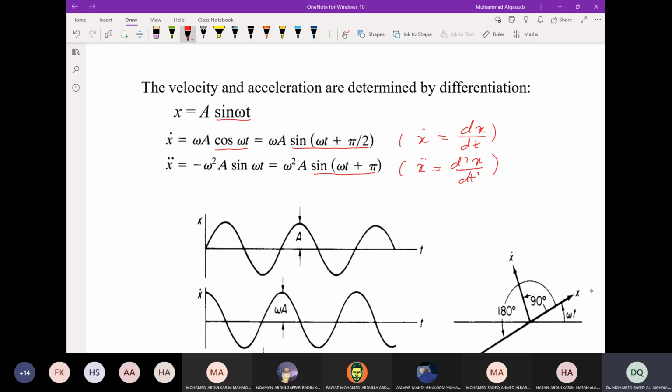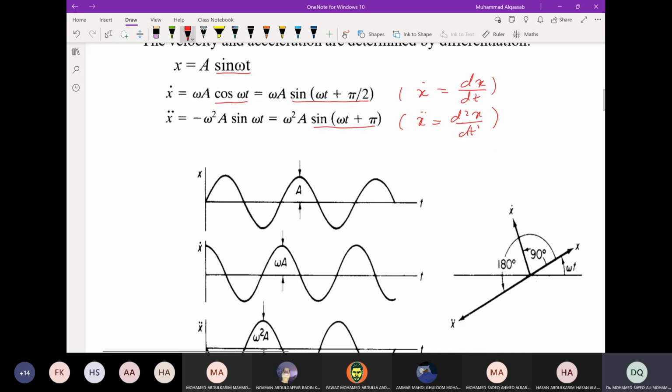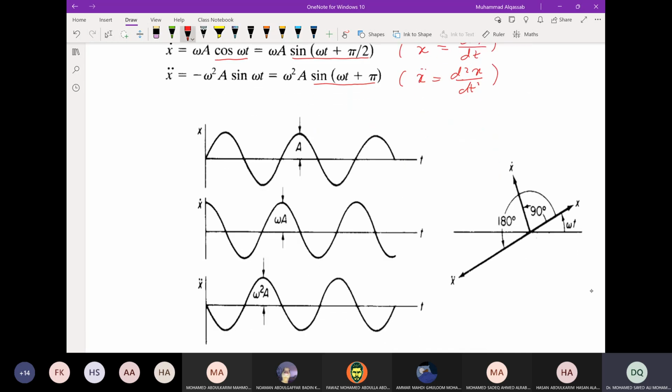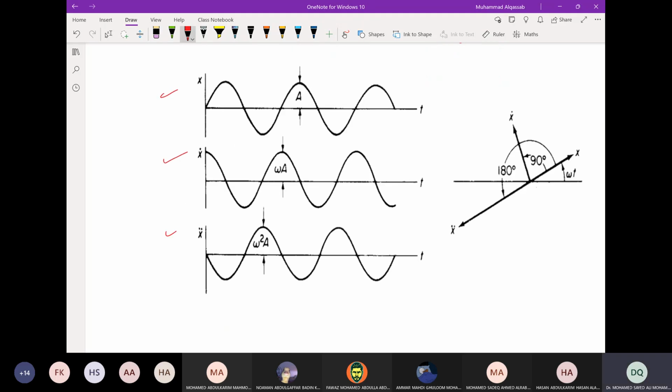the acceleration, with x, you can see that acceleration is leading displacement by 180 degrees. So those are the figures for displacement. It is a sine wave, and x dot is a cosine wave, and this is the acceleration, which is minus sine.